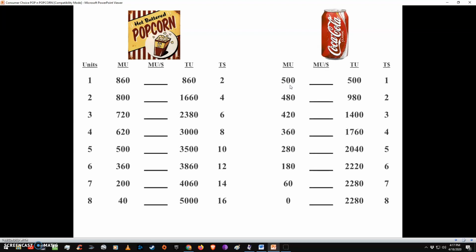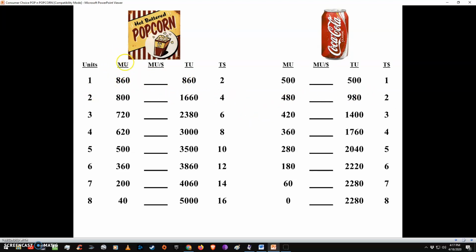Here we go. You got 2 choices here with the money in your pocket. You got popcorn and you got pop. Now, this is utility and this is quantity, like first unit, second unit, third, fourth, fifth, sixth, etc. Like the first pop, the first popcorn. The second popcorn, the second pop, etc.